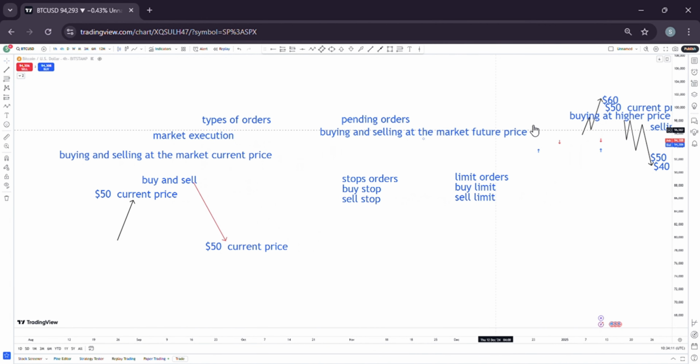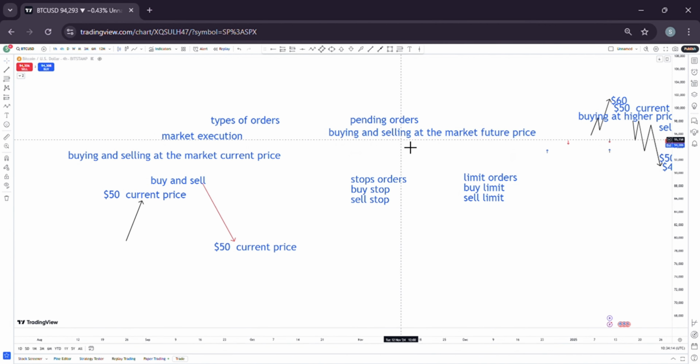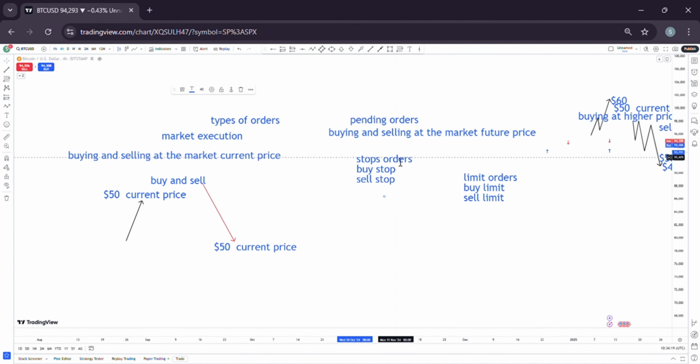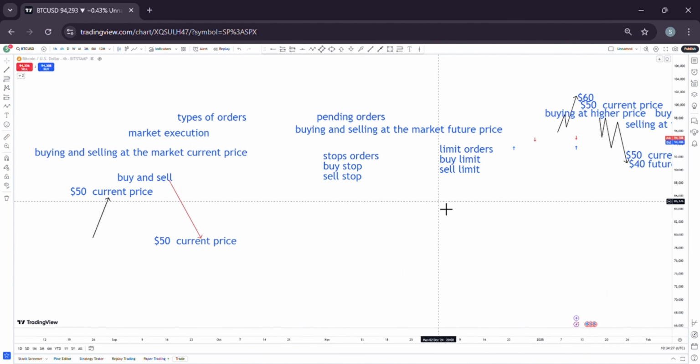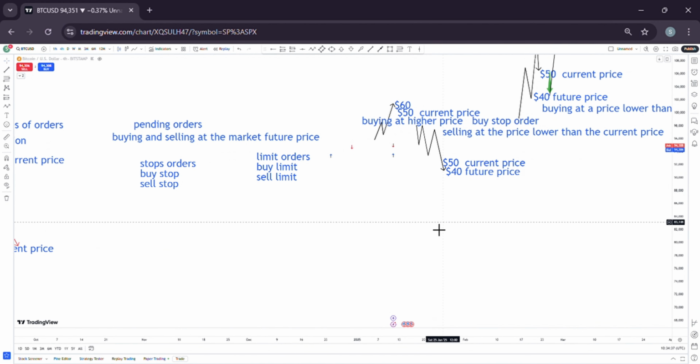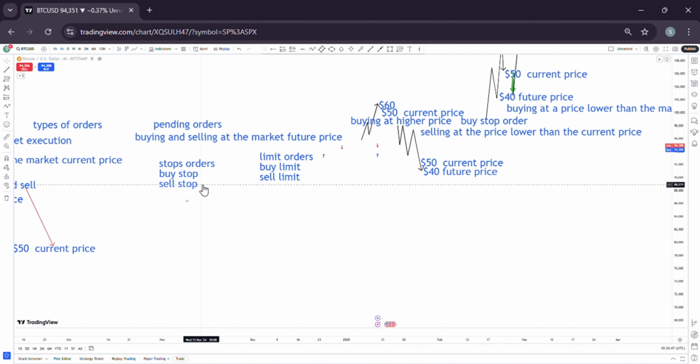Then we have pending orders. Pending orders talk about buying and selling at a future market price. Now in pending orders, we have stop orders and we have limit orders. Stop orders and limit orders are different. Let's say for example, buy stop. Buy stop talks about buying at a price higher than the current price.